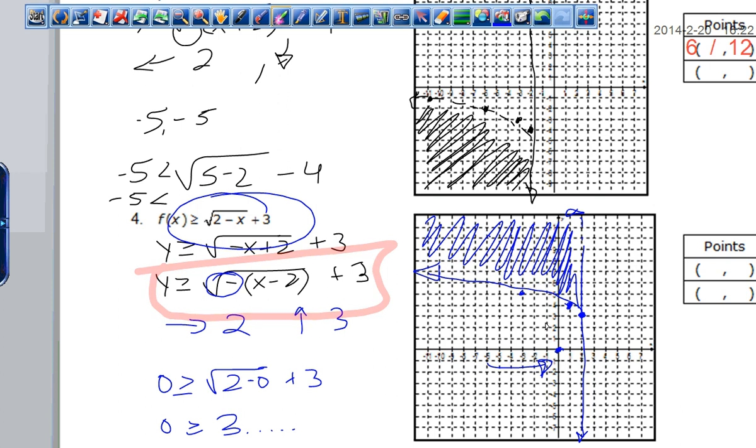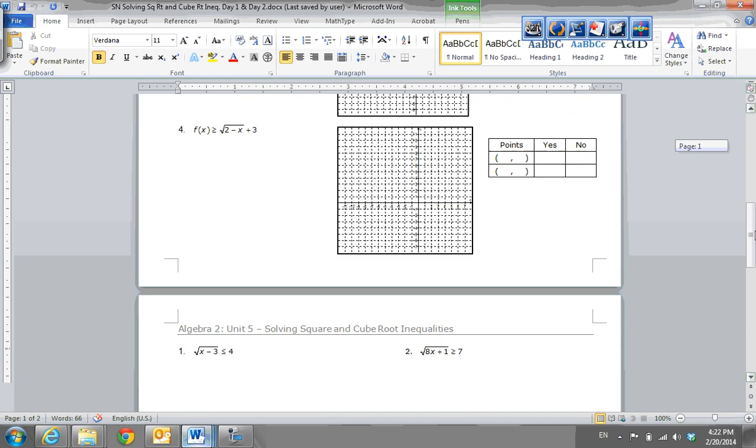Then it went right 2 because of the minus 2, up 3, and then remember the negative reflects it just like number 3. And then I ended up shading above. Alright, let's go to the back of that page.